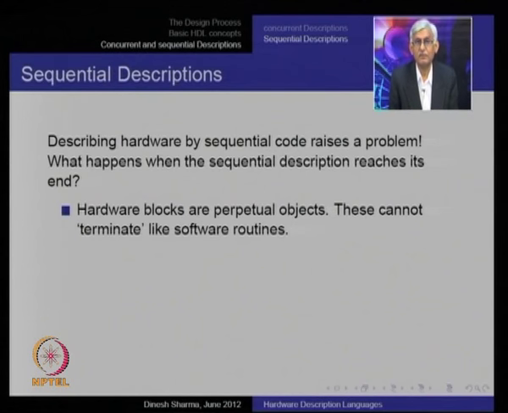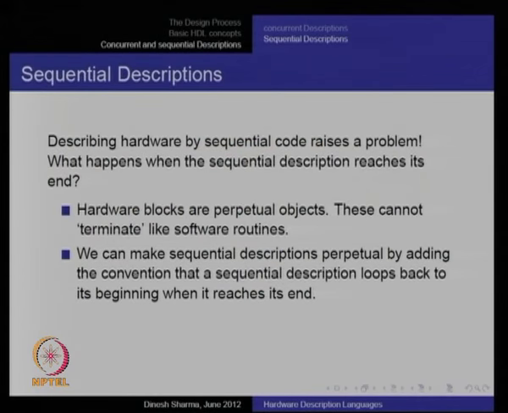Now the description of hardware by sequential code raises a problem. What happens when the sequential description reaches its end? Now, hardware blocks are perpetual objects. These cannot terminate like software routines. Therefore, we must have an assumption about the behavior of this software block. What happens when you reach the end of this block? So, we can make sequential descriptions perpetual by adding the convention that a sequential description loops back to the beginning when it reaches its end.